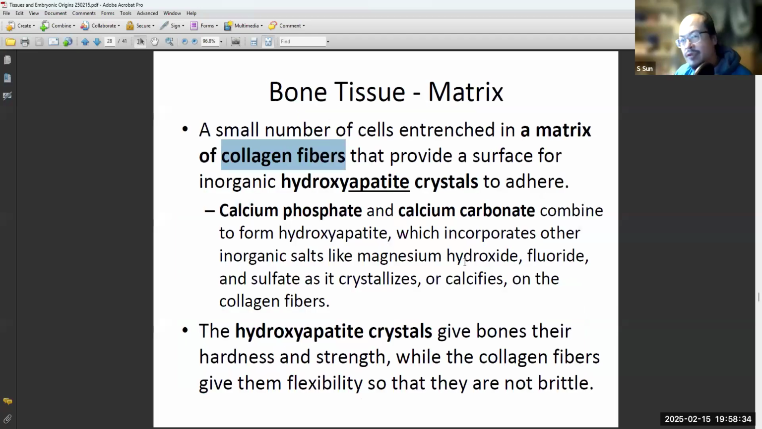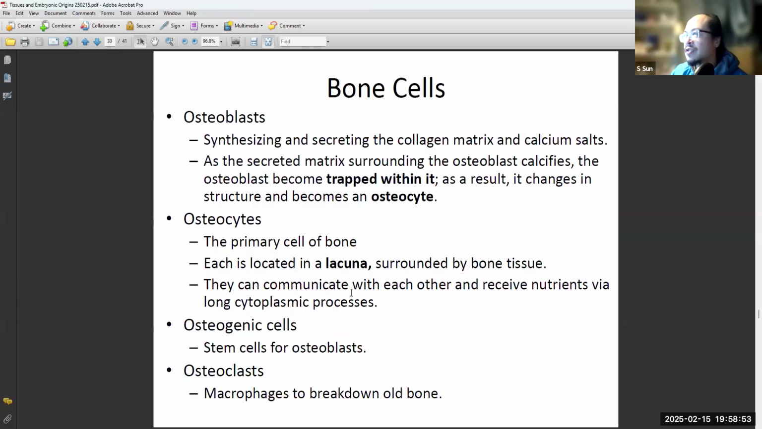The bone matrix originally comes from collagen. The osteocytes in the bone secrete this collagen, but the collagen gradually gets mineralized, and so it becomes hardened. Yeah, so that's the matrix.